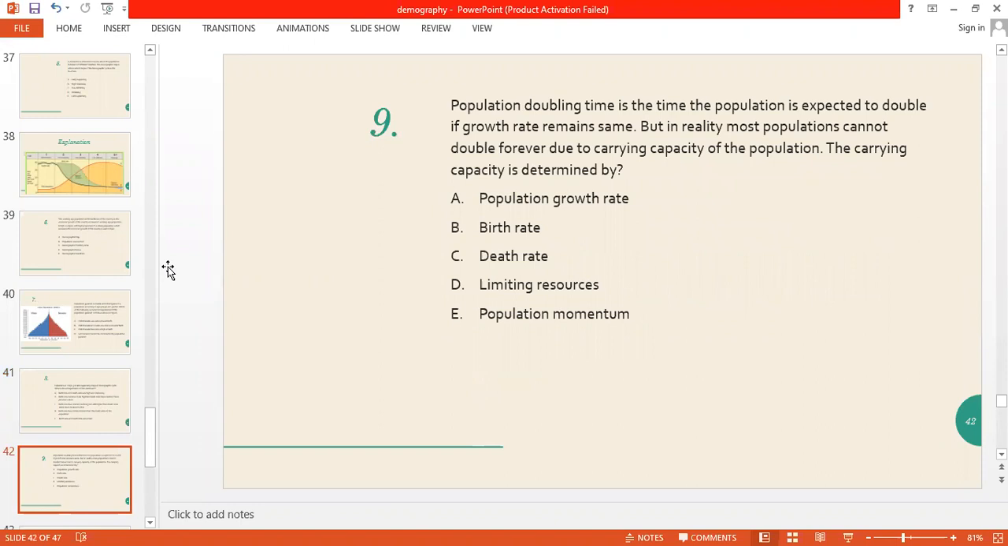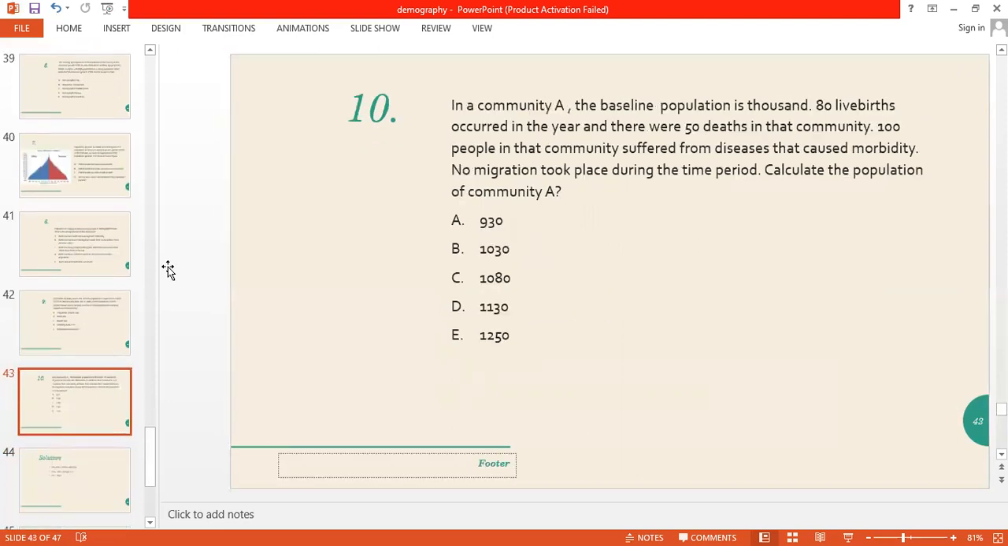Population doubling time is the time the population is expected to double if the growth rate remains the same. But in reality, most populations cannot double forever due to the carrying capacity of the population. The carrying capacity is determined by population growth rate, birth rate, death rate, limiting resources, or population momentum. D, limiting resources is the right answer.